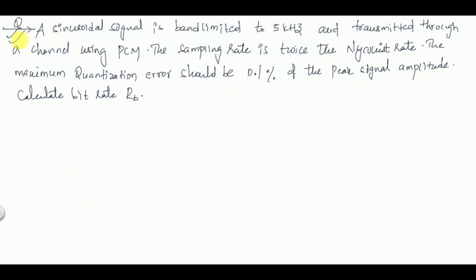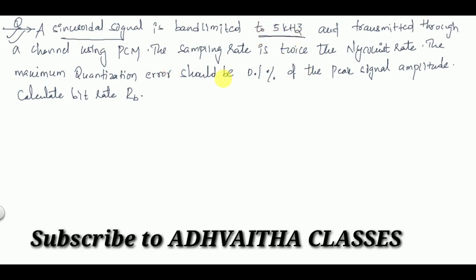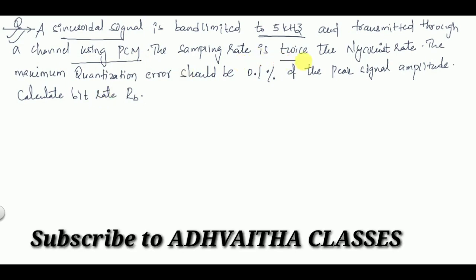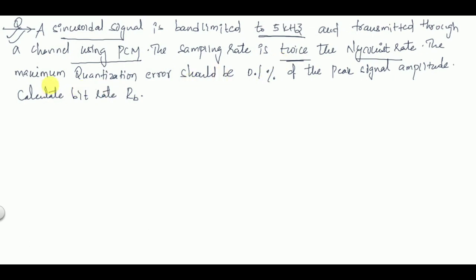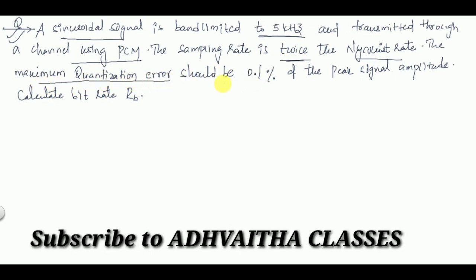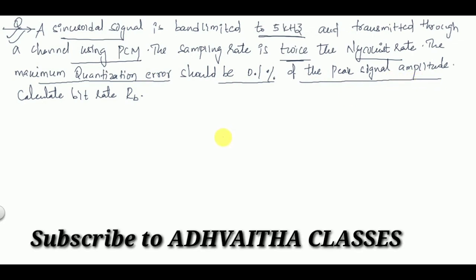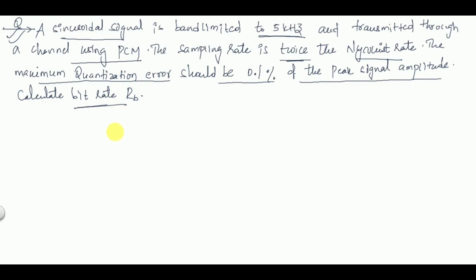Next we'll see one more problem on PCM. In this problem, he has given that there is a sinusoidal signal which is band limited to 5 kHz and transmitted through a channel using PCM, and the sampling rate is twice the Nyquist rate. He has given a condition that the maximum quantization error should be 0.1% of the peak signal amplitude. In that case, he is asking you to find the bit rate RB.